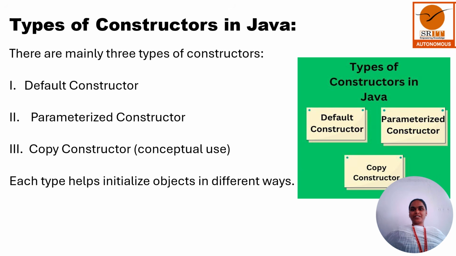Types of constructors in Java. There are mainly three types of constructors, namely default constructor, parameterized constructor, copy constructor. Each type helps initialize objects in different ways.